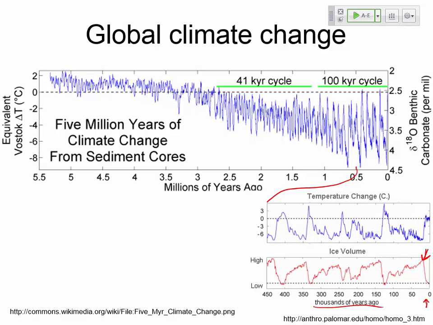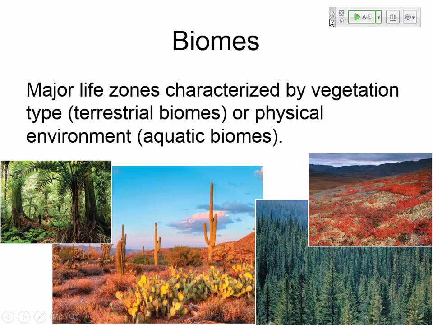So we'll talk a little bit more about global climate issues later on, but let's go ahead now and turn our attention to biomes. So what are biomes anyway? When ecologists talk about biomes, they mean areas which are described as major life zones, characteristic areas on the planet, and if they're terrestrial biomes, they're usually characterized by vegetation type, and if they're aquatic biomes, by the physical environment, meaning salinity and temperature and so on.